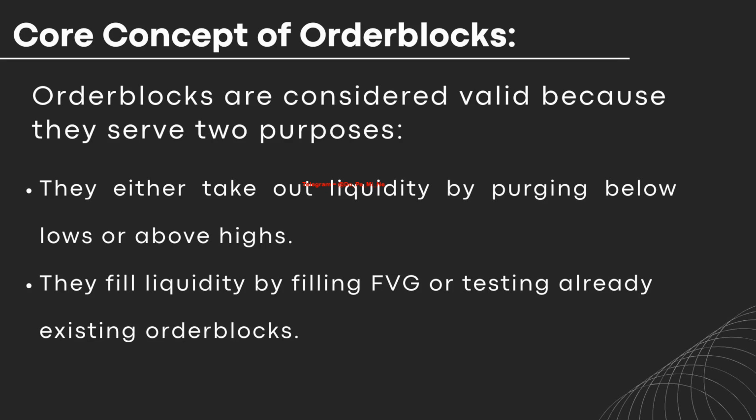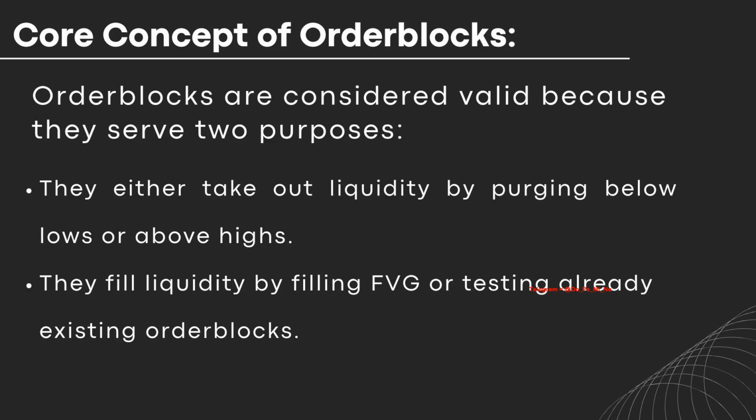Now, we have to know exactly why an order block has so much significance and why it is considered a proper and valid key level. The two main reasons why an order block is considered a valid key level are the following. These are the two purposes that an order block serves, and that's exactly why, when price closes above or below it, price uses such price action for future reference as a key level to react off of.